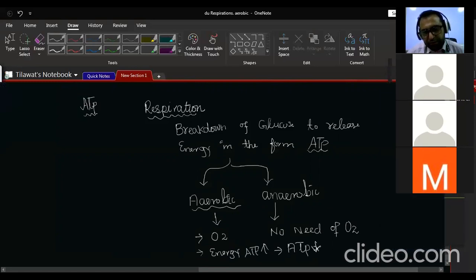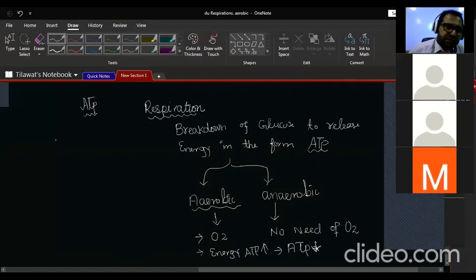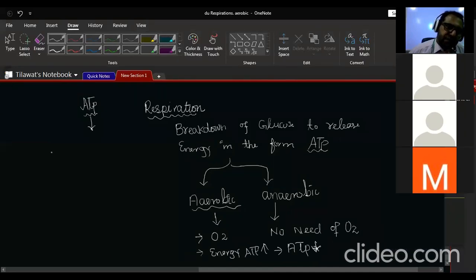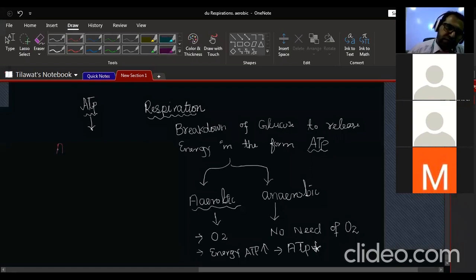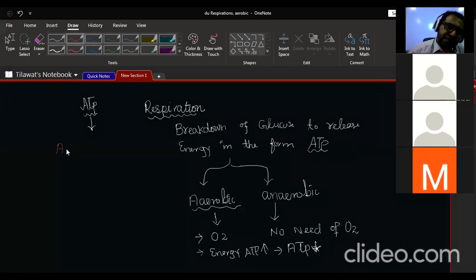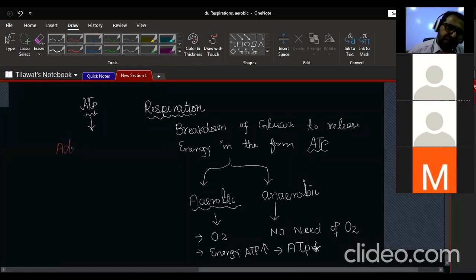Up to here, then we discussed what is ATP. ATP is a molecule, right? An energy currency molecule that gives energy directly to the cell. ATP means it's a molecule containing adenosine.